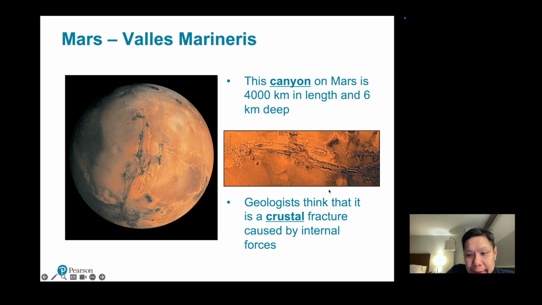And then there's also this really huge canyon on Mars too, called the Valles Marineris, right? It's 4,000 kilometers in length and 6 kilometers deep. That's freaking deep, right? And so this canyon, geologists think it was made from a fracture from internal forces inside, like an earthquake type of thing, cracked open, right? So that's pretty cool.